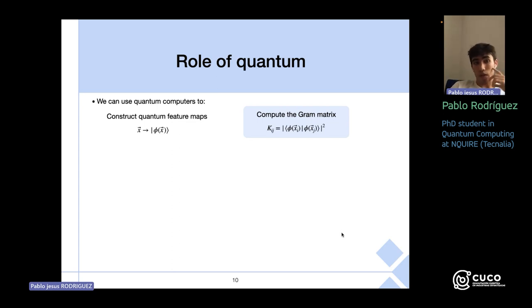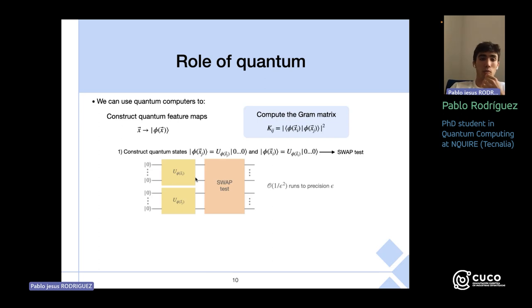To do so, I will explain the two ways that we can do it. The first of these two ways is to construct these quantum states. In general, we start with all the qubits in the zero state, and we apply some unitary which is encoding this feature map. Then once we have constructed these two quantum states, we perform swap tests between them. This is the construction. We have these two registers where we encode these feature maps, and then we perform the swap test, which requires this complexity to acquire this precision epsilon. In fact, here we also need to use an ancillary qubit, which is not in the picture, but just to see the resources that we need with this method.